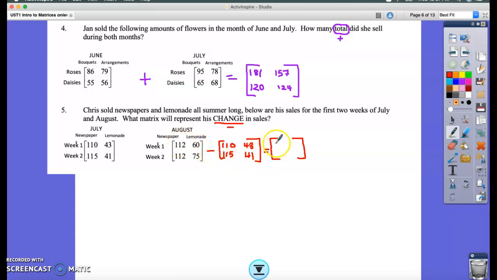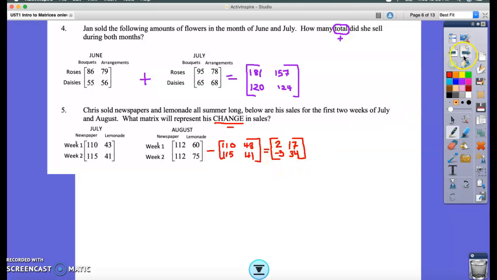112 minus 110 is 2. 60 minus 43 is 17. 112 minus 115 is actually, the 115 is larger, -3. And 75 minus the 41 will be 34. So in looking at it, this gives us good information. It lets me know that my sales went up where it's positive and down where it's negative.